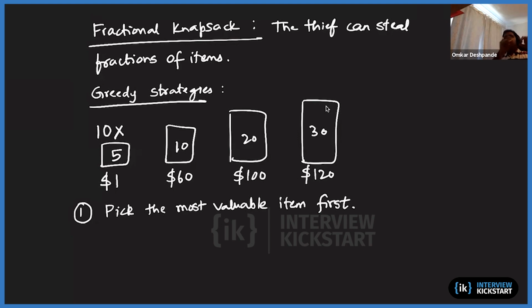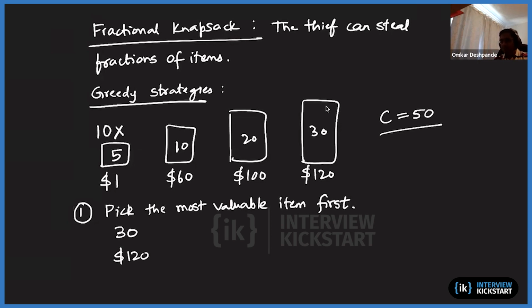So the thief is making a sequence of choices, and the first item that goes into the knapsack is the one with the most value. So that means the item with weight 30 and value 120 goes into the knapsack. Now we'll assume here that the knapsack capacity is 50 pounds.